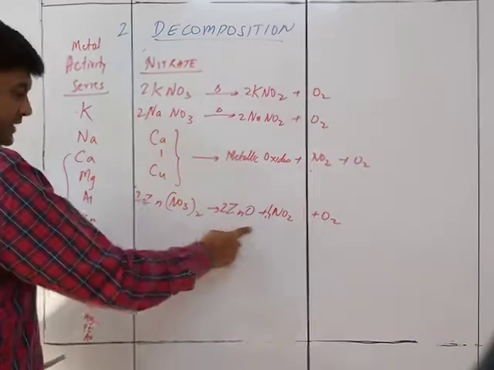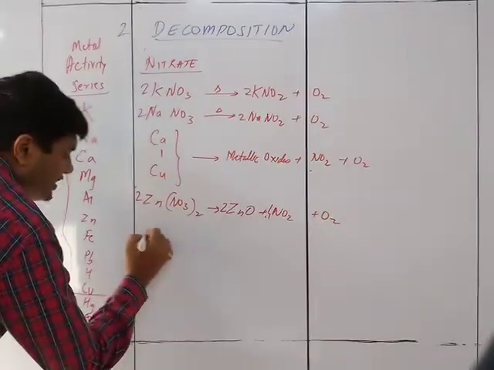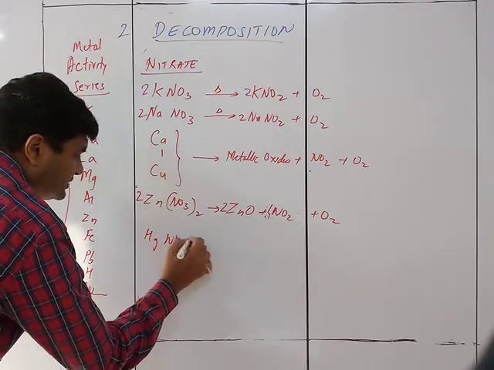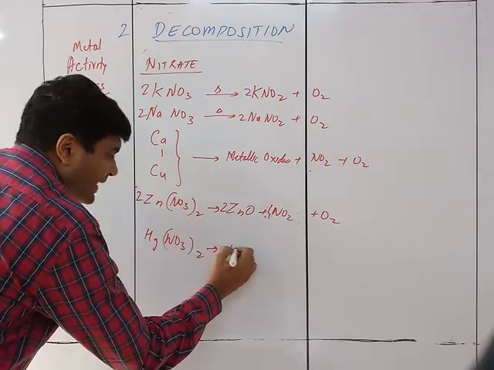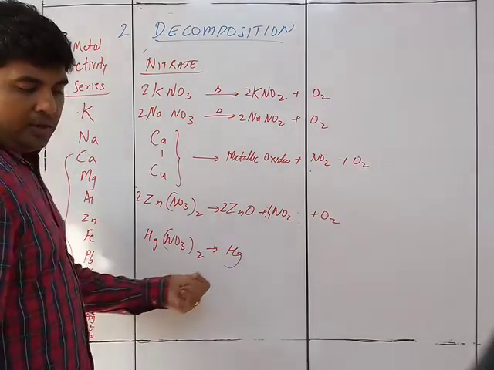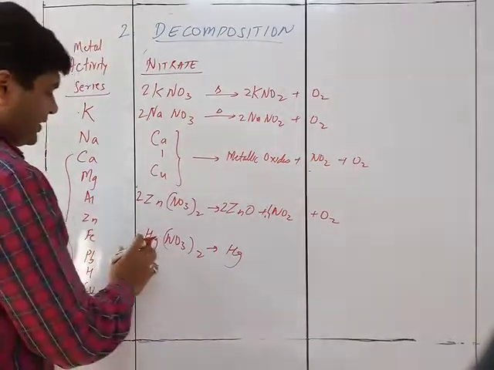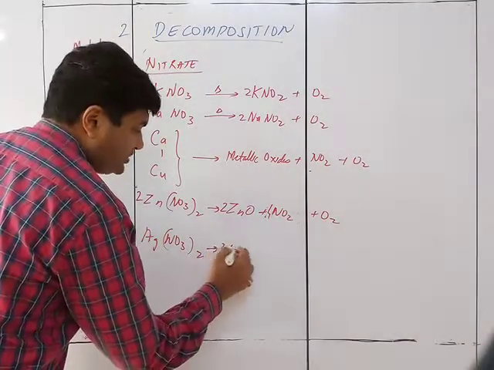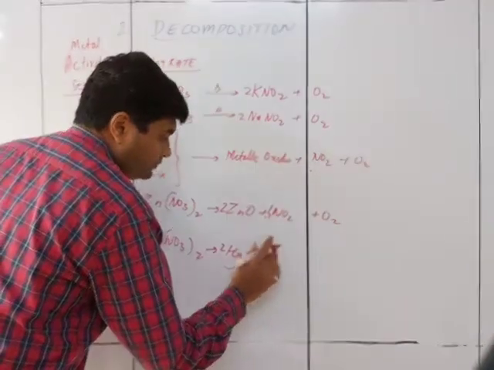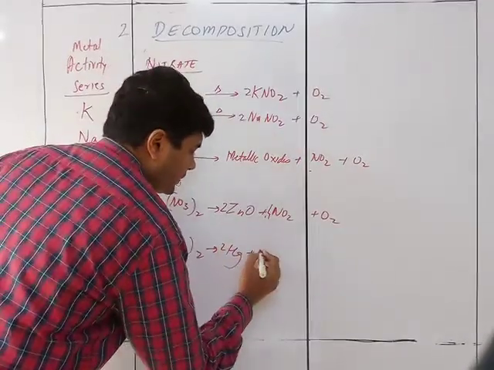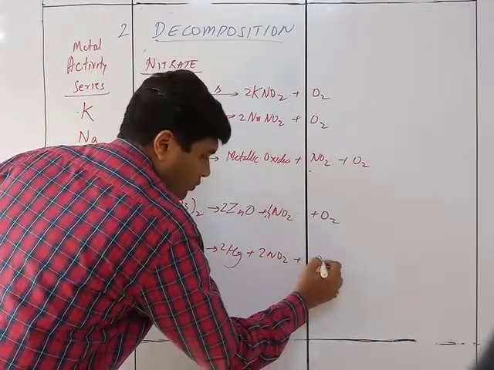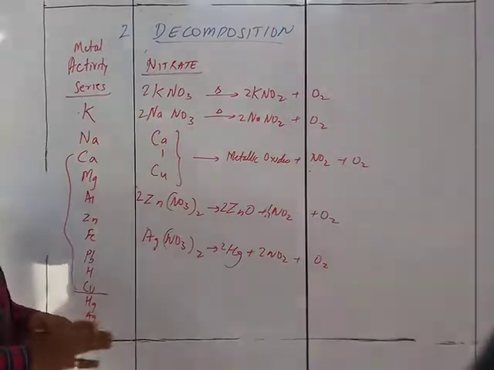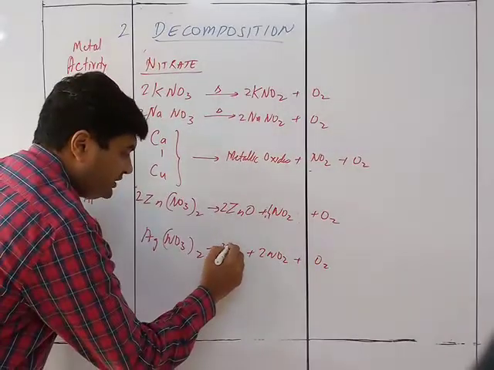Ag cannot, sorry, Hg, if we take that, HgNO3 twice will give me Hg because it cannot suffice over here. So if I take Ag now, AgNO3 is going to give me 2Ag plus NO2 plus O2. This is because, sorry, Ag.